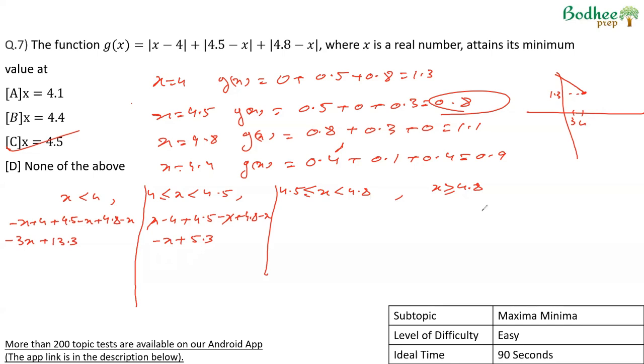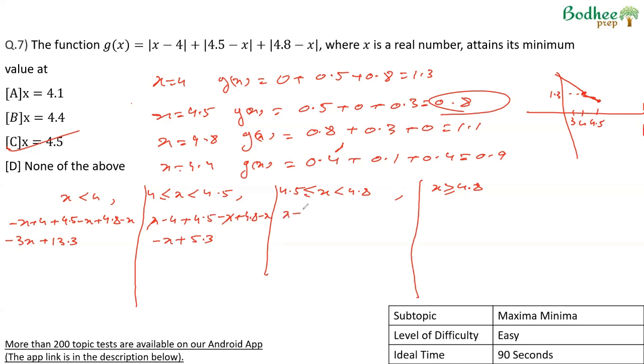So at x is equal to 4, it will be 1.3. At x is equal to 4.5, if we put 4.5 here, we'll get the value as 0.8. So till 4.5, it will decrease at a flatter rate. We'll reach 4.8 at this point. Between 4.5 and 4.8, this is positive, this will become negative because 4.5 minus 4.6 is a negative value.